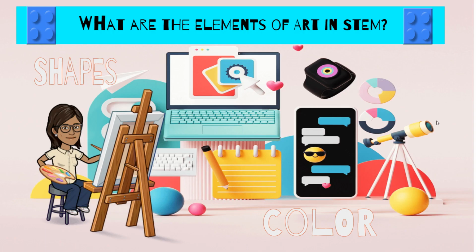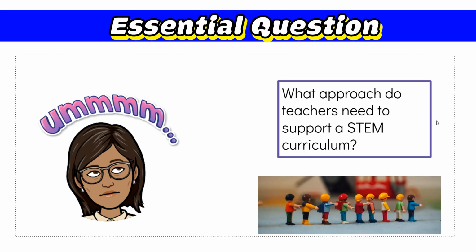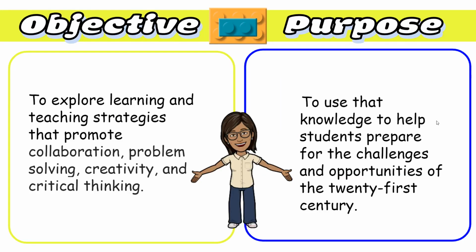I have divided this presentation into three large components: lessons of color, drawing robots, and color coding. Well, what are the elements of art in STEM? For us today, we're going to share with you how we use shapes, lines, and color. The central question for this presentation is, what approach do teachers need to support a STEM curriculum? Our objective today is to explore learning and teaching strategies that promote collaboration, problem solving, creativity, and critical thinking. Our purpose? To use that knowledge to help students prepare for the challenges and opportunities of the 21st century.